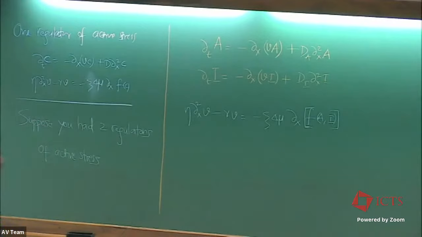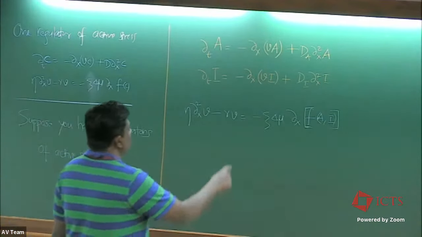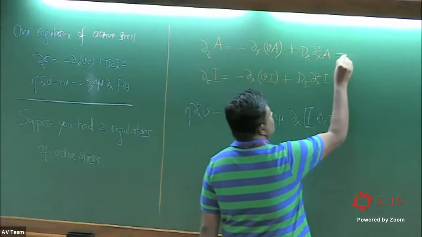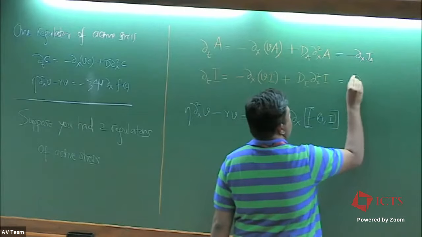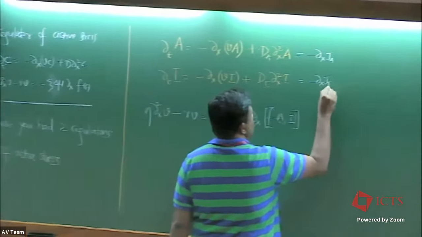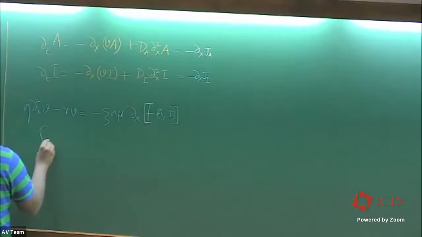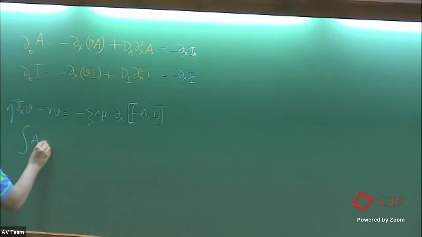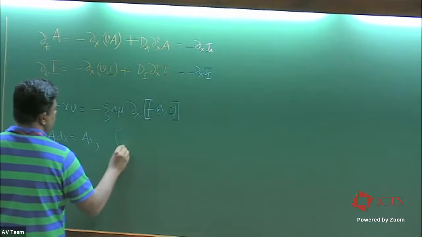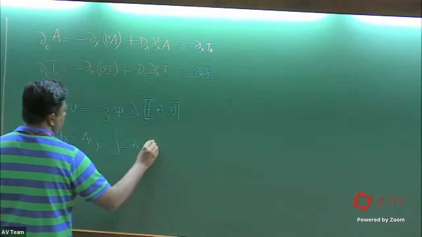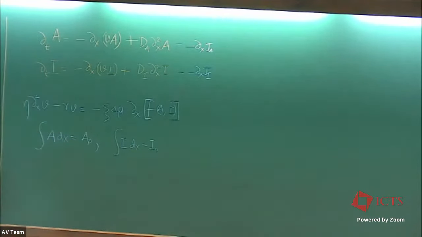Does that make sense? Because these are equations of the continuity form, the integral of A over the domain will be a constant A naught, and so will the integral of I over the domain. And these things don't change. So these are input parameters.